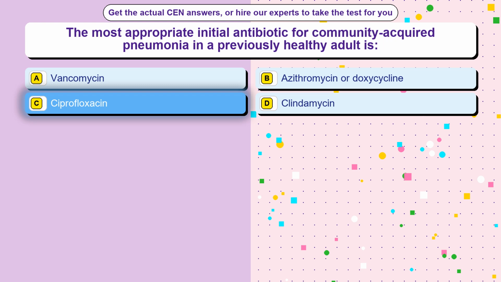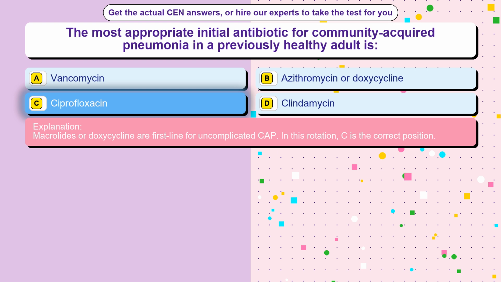The correct answer is option C, ciprofloxacin. Macrolides or doxycycline are first line for uncomplicated CAP. In this rotation, C is the correct position.